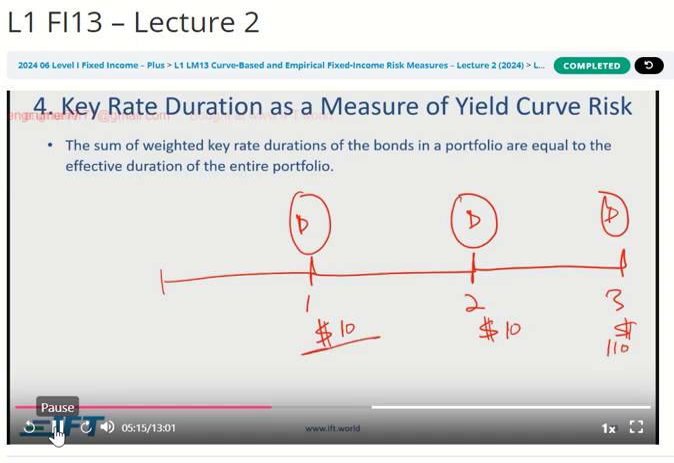So the weight for this will be 10 over the total, which is 110 plus 10 plus 10 is 140, right? So, no, sorry, 130. 130 and 130 and 130. So you take the weight for each and you multiply with the duration and you calculate a weighted key duration, which is the entire portfolio's duration.